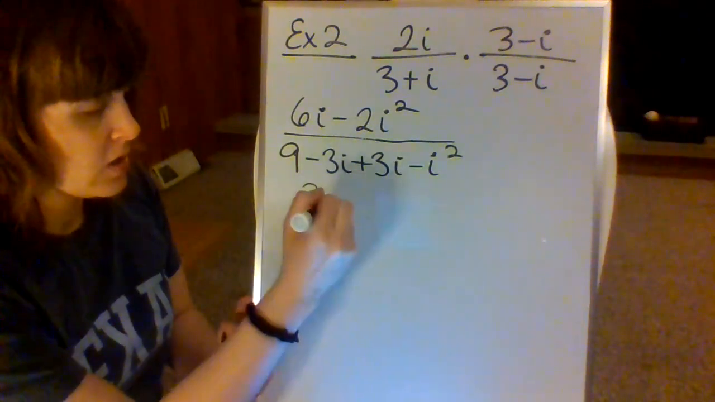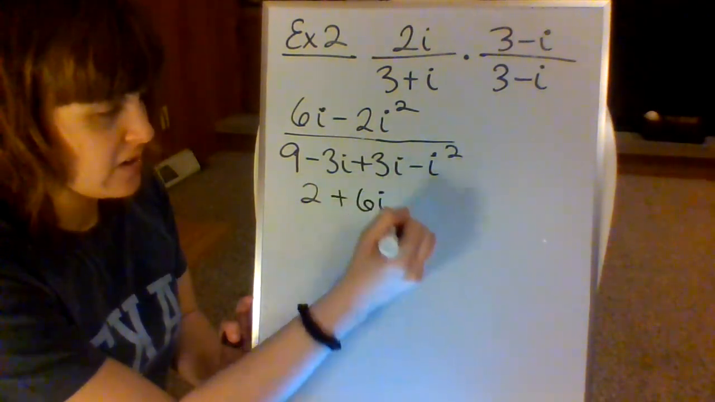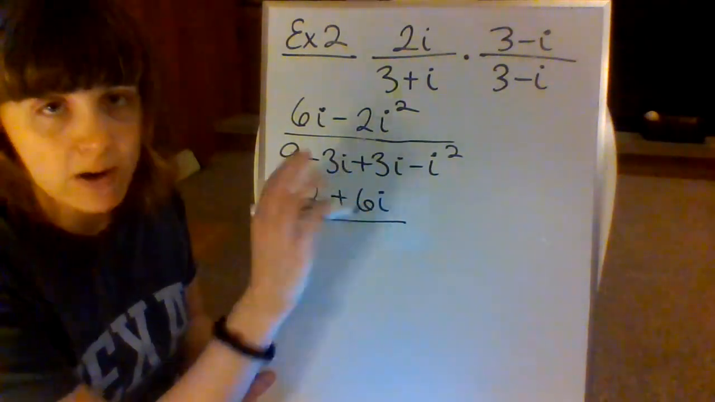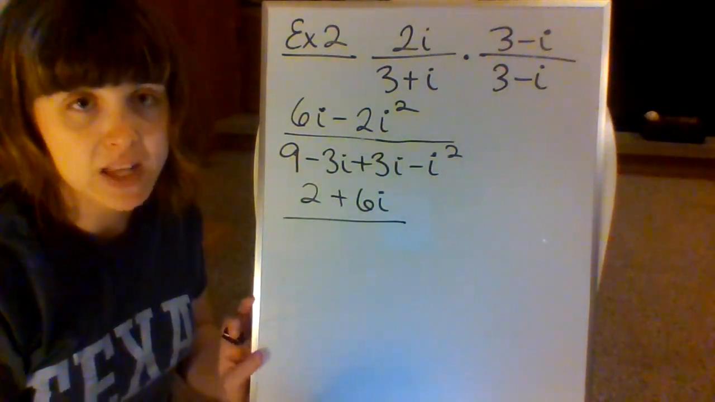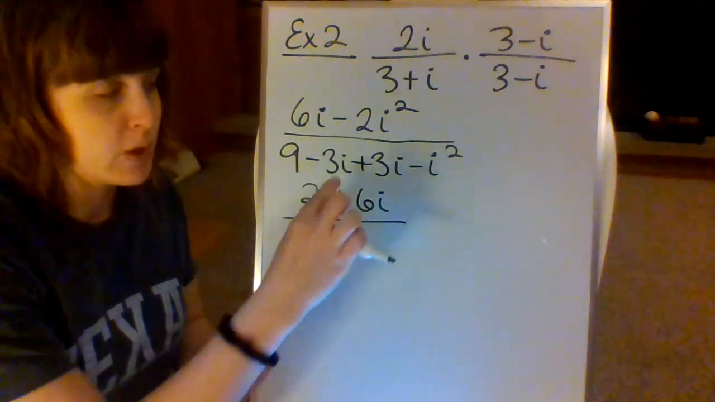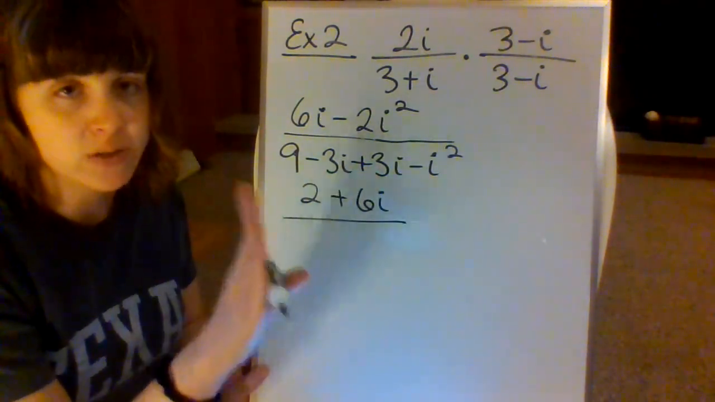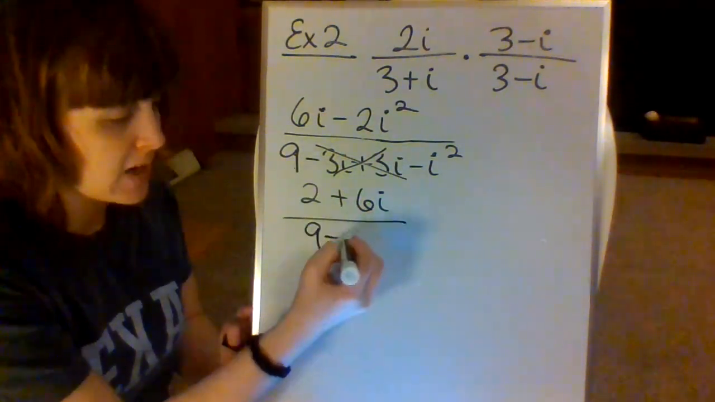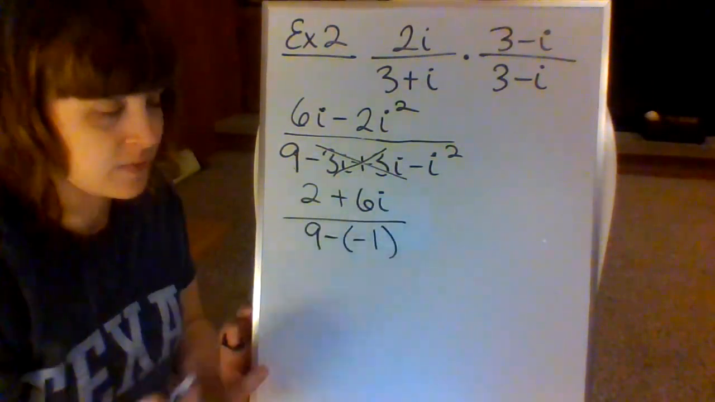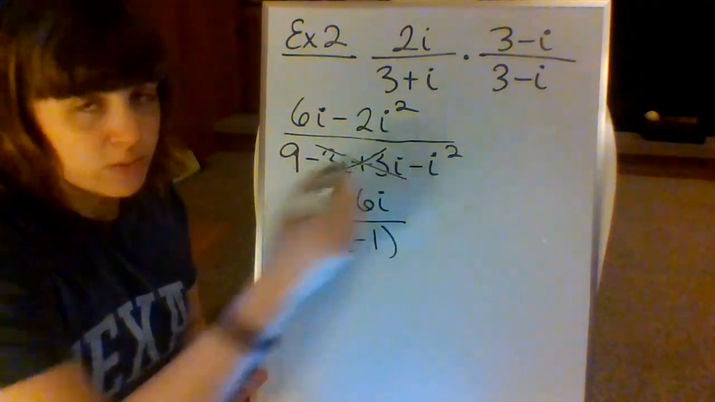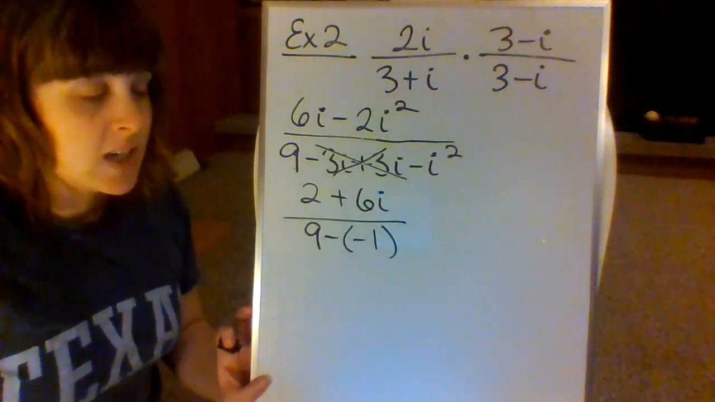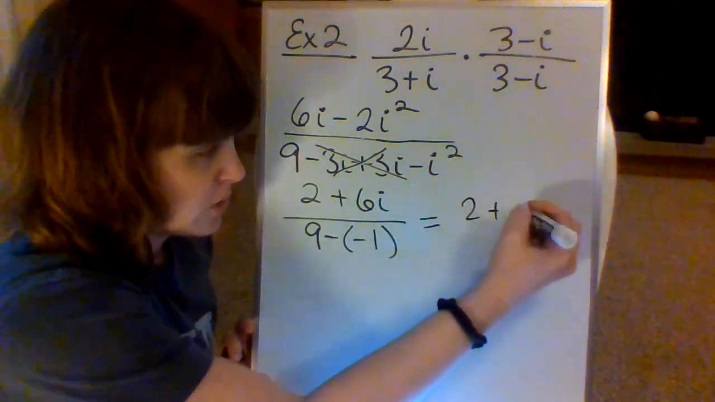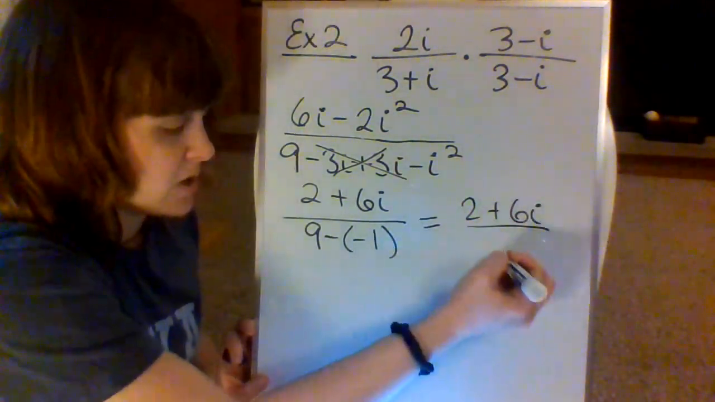So 2 plus 6i. Okay, now on the bottom, the middle parts cancel out every single time if you multiplied by the conjugate correctly. And we have 9 minus negative 1, because i squared becomes negative 1. Alright, so our final answer is going to say (2 plus 6i) over 10.